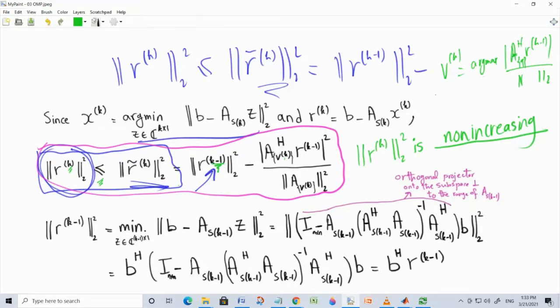Okay, so if the maximum is 0, it means that all the remaining columns in the matrix are orthogonal to the current residual. Typically this will not happen. But again, there's good news and bad news.